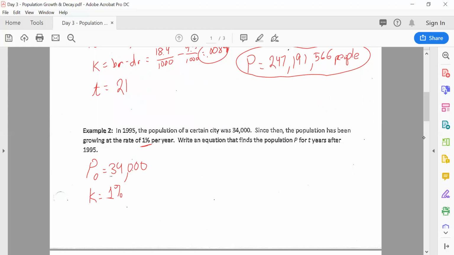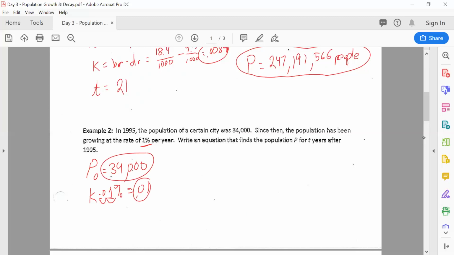But wait, I have to write it as a decimal. So how do you write 1% as a decimal? I think of 1 cent. How do you write 1 penny? It's 0.01. Or just take the decimal and move it 1, 2 places to the left and fill it in. 0.01. All right, we're rocking and a rolling.